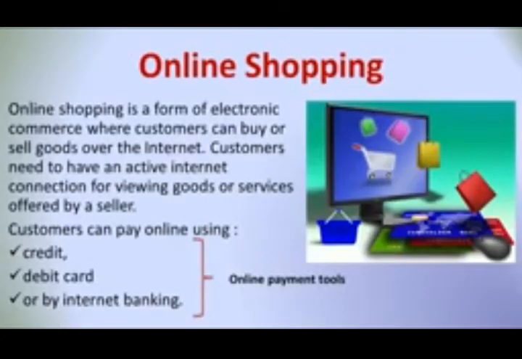Next is online shopping. A simple definition of the term is specified there on the screen itself. Let's read it. Online shopping is a form of electronic commerce where customers can buy or sell goods over internet. Customers need to have an active internet connection for viewing goods or services offered by a seller. In short, we can select the products and services from online website and make payment online using various payment tools, like few of them specified there on the screen: credit card, debit card, or by internet banking. We can even use e-wallets like Paytm, PayPal, etc.